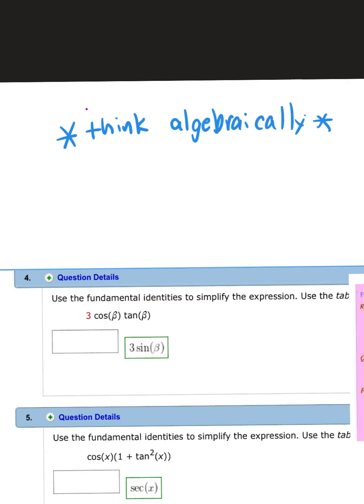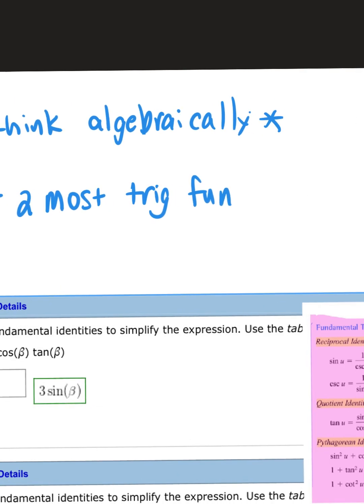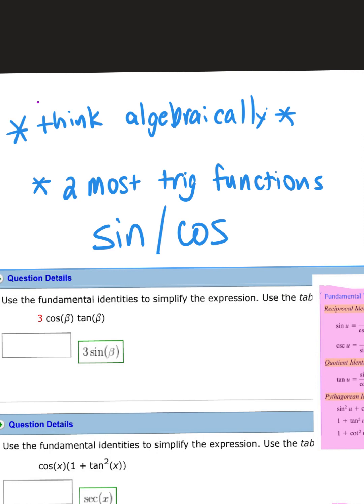The second thing I want you to write down, I'm going to refer to a lot. There's two trig functions that are our most basic. And when all else fails, try to convert to these two. What are they? Sine and cosine. Your two most basic trig functions. And you guys already know this.